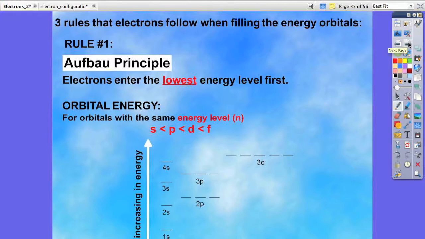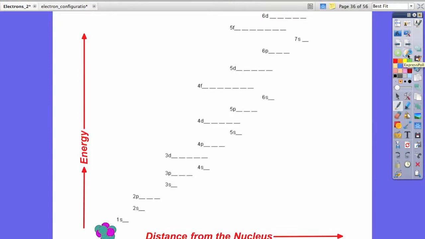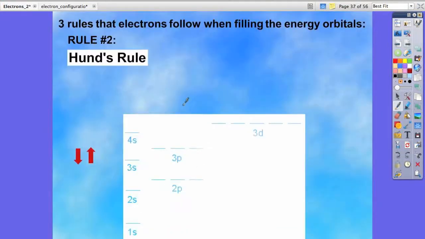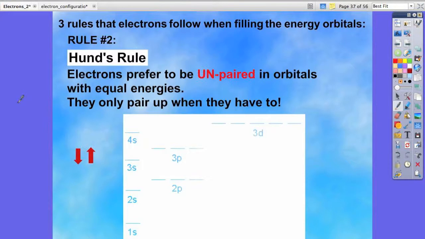The second one, if hogs are in the same room, they will face different directions. This is actually talking about Hund's rule. And Hund's rule says that electrons prefer to be unpaired in orbitals. Remember, electrons have the same charge. They're both negative. If they're close together, they're going to repel. So they prefer to be unpaired with equal energies. They only pair when they have to.